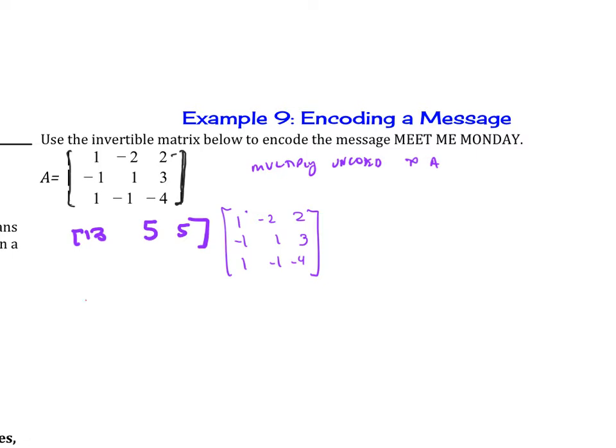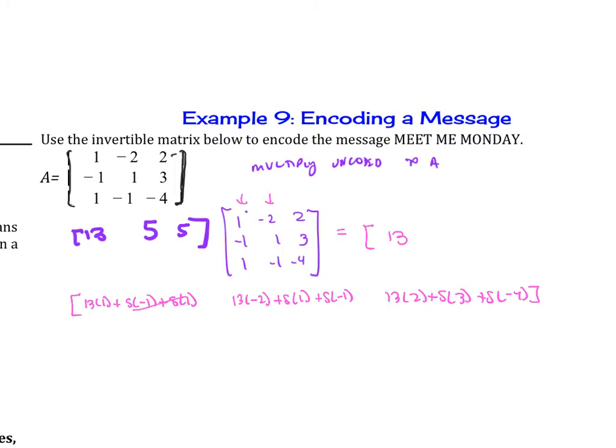This is 13 times 1 plus 5 times negative 1 plus 5 times 1. Then we do it again for the second column: 13 times negative 2 plus 5 times 1 plus 5 times negative 1. Then we do it for the third column: 13 times 2 plus 5 times 3 plus 5 times negative 4. Then what you will get is 13, negative 26, and 21. Then you repeat with the next line, which would be 20, 0, and 13.